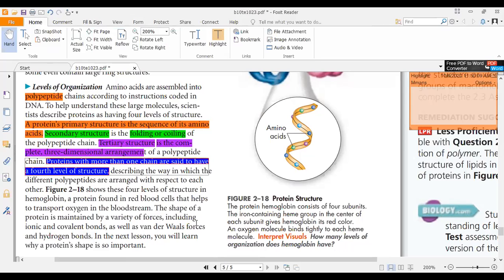Okay, so write with me in your notebook. This is number 1, the primary structure. This is number 2, the secondary structure. Number 3, tertiary. And number 4, the fourth level is made up of more than one protein chain together.